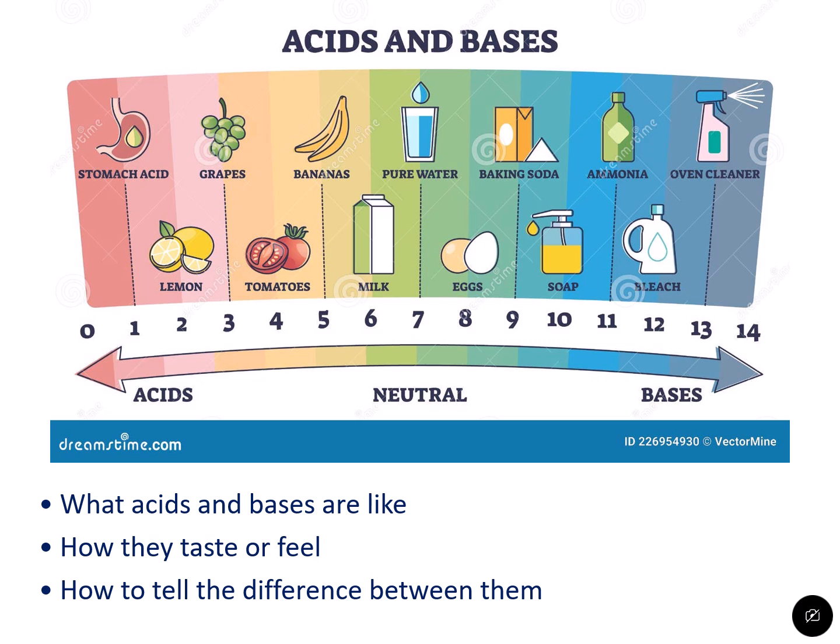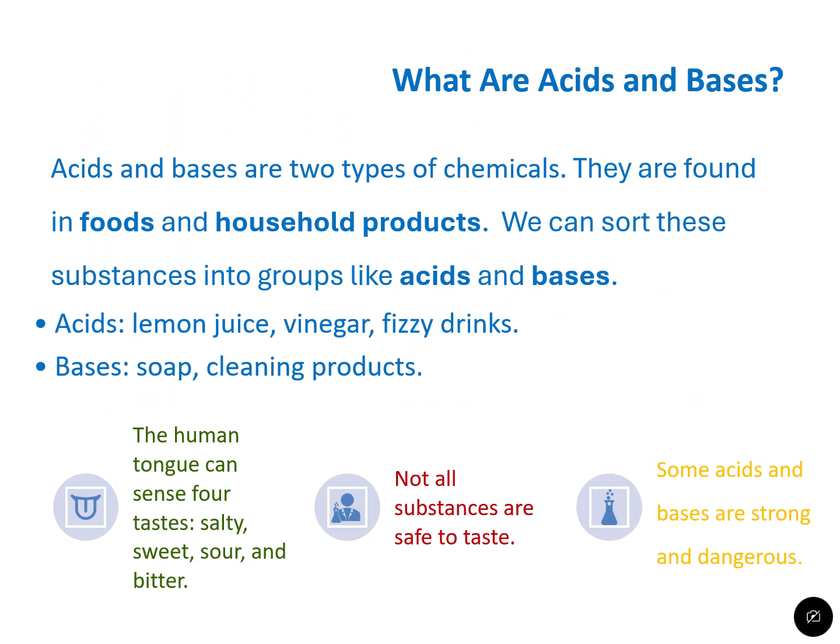So if you look at this picture here, you can see at the center, by number 7, it says neutral. So you can see that water is neutral. Now if you go to the right, you can think of it as a number line, but starting from 7. Everything on the right, like the eggs, soap, bleach, baking soda, ammonia, and oven cleaner, they are all bases. If you go to the left, we have milk, tomatoes, bananas, grapes, lemon, and your stomach acids. These are all acids. Now we're going to learn the difference between a neutral, acids, and a base. But we're going to start with acids first.